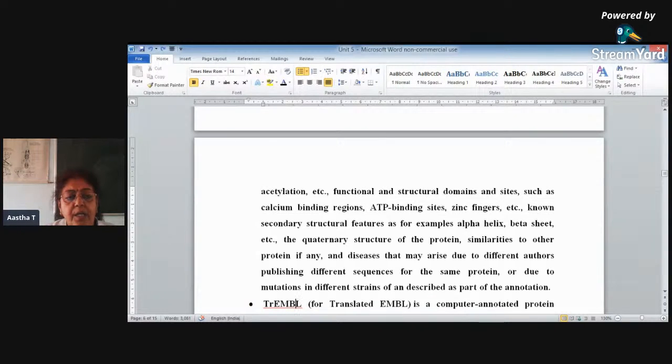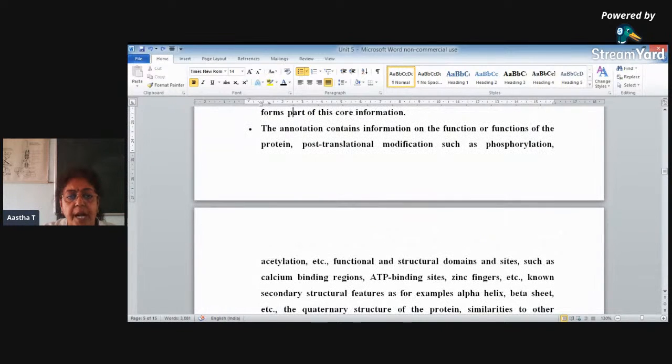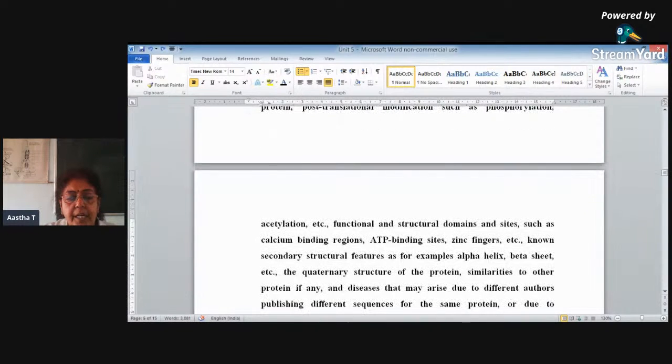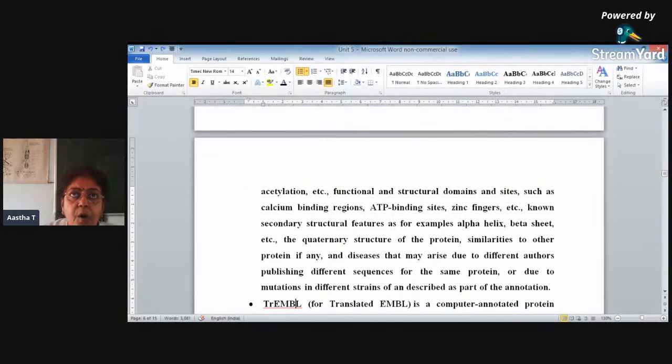In the annotate data, you will have a lot of information. That information will be the function of the protein, and the post-translational modifications involved in the protein, such as whether there is acetylation after protein synthesis or glycosylation. All of this will be included. Then which type of binding sites are available in that protein for interactions, protein-protein interactions.